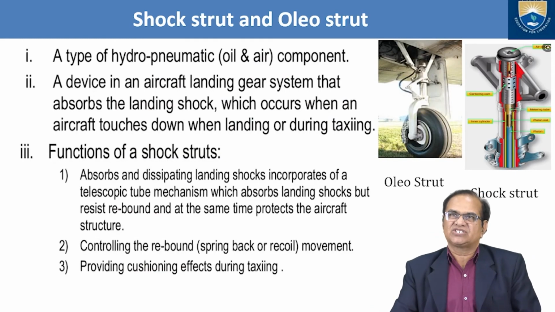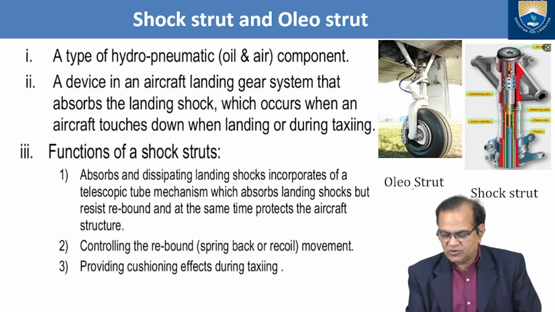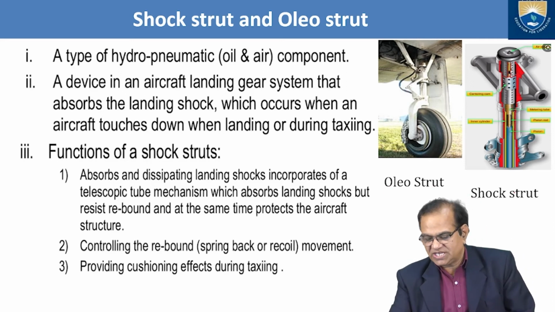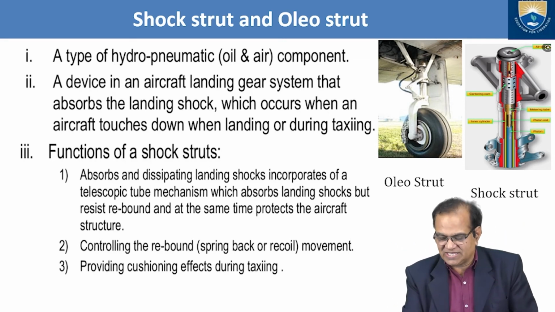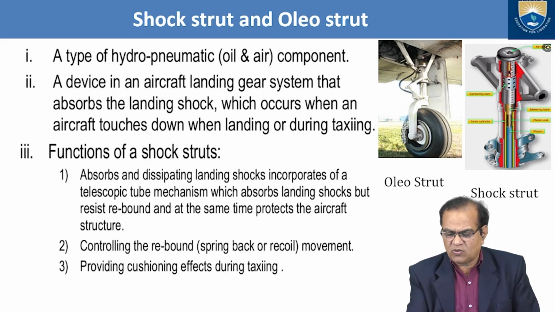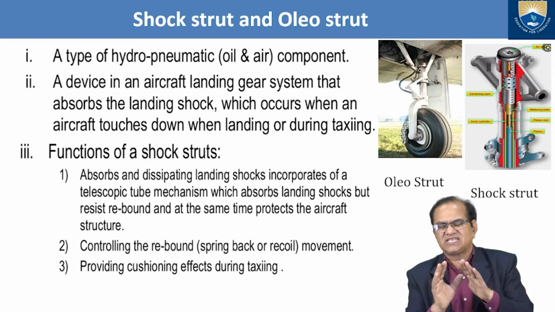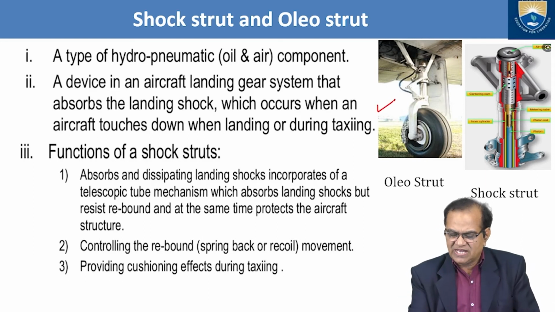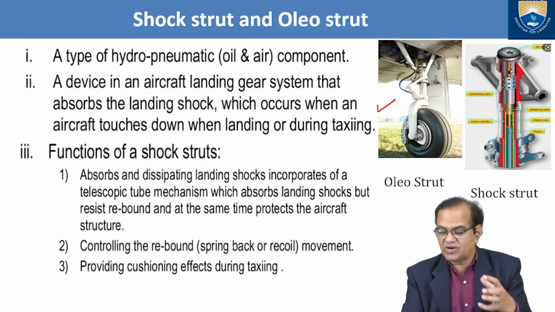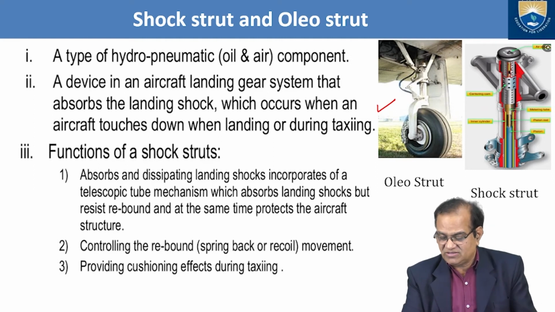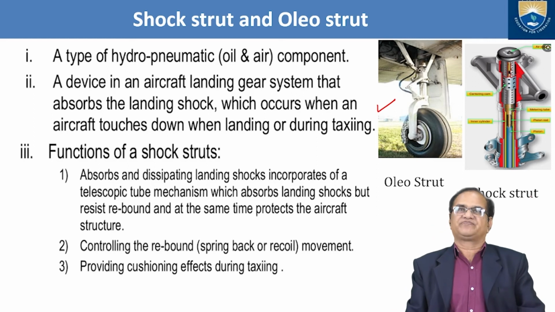Now the next is the shock strut and the oleo strut. There is a little difference between the oleo strut and the shock strut. If you see here in the shock strut, you have the hydraulic systems and there are a number of holes. So the shocks are absorbed very nicely in this. Oleo strut is the one only oleo, and for a small aircraft we use the oleo strut, and for a bigger aircraft where we need to handle a lot of impact load and a lot of vibrations, at that time we use the shock strut.